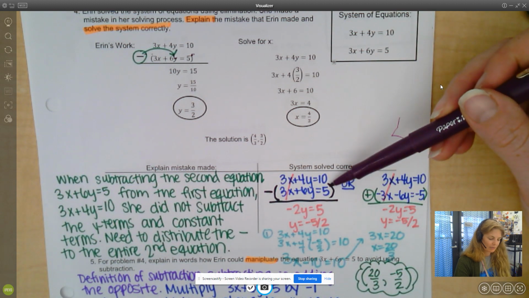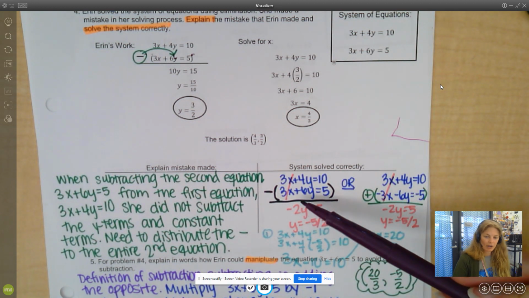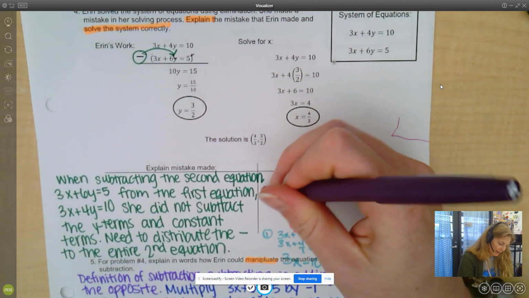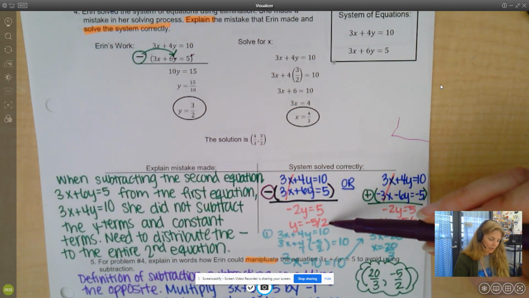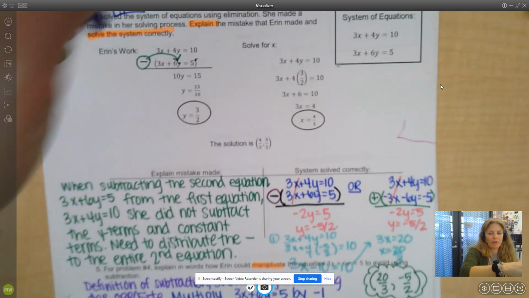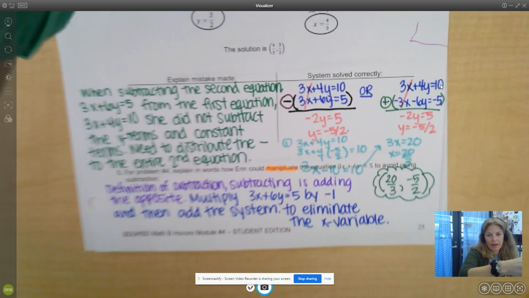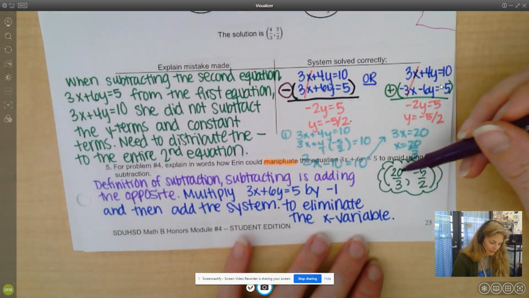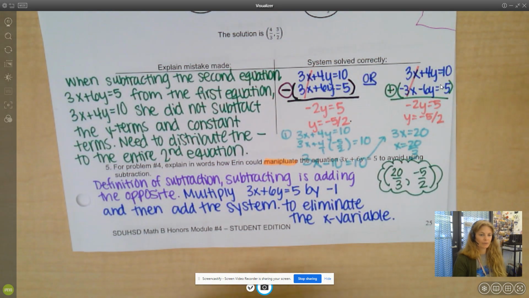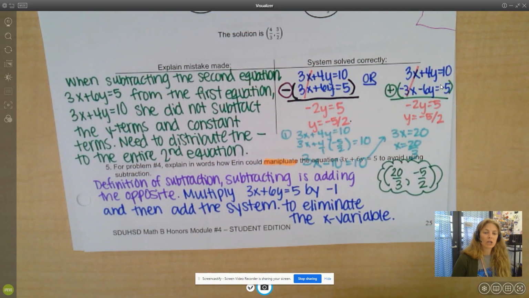So to solve the system correctly, remember we can use subtraction. Should have circled that. Or we can add the opposite by multiplying the second equation by -1 to add them together. Either way, you're going to get the y value of -5/2 and the x value of 20/3. So 20/3 comma -5/2.